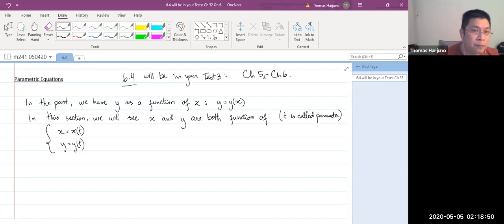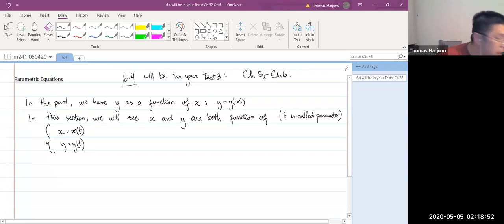In the past, we have had y as a function of x, and the notation is usually y as a function of x. Well, of course, sometimes we also write it as y equals f(x). Okay, now in this section, we will have a new approach where x and y are functions of t. And this t will be called a parameter.